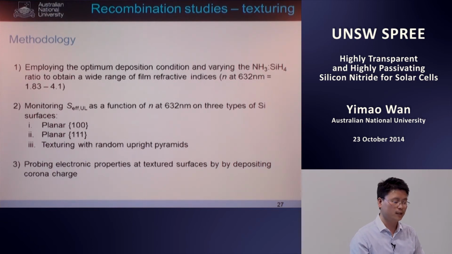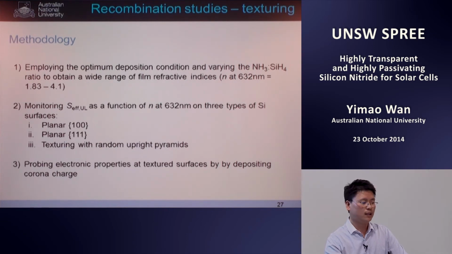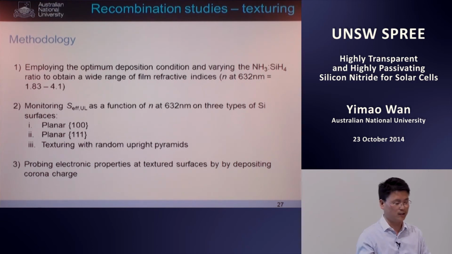depositing corona charge. That means we apply corona charge on a lifetime sample and then measure lifetime again, or monitor the change of recombination. The reason for this is that for the conventional CV measurement, it is almost impossible to do the contactable CV measurement on the texture surface because of the very high leakage current. But we can still qualitatively access the electronic properties by corona charge.